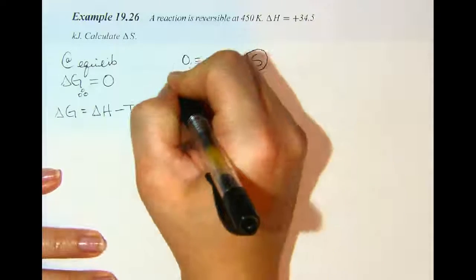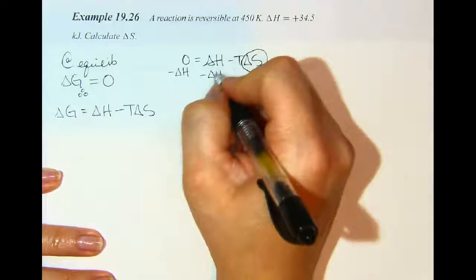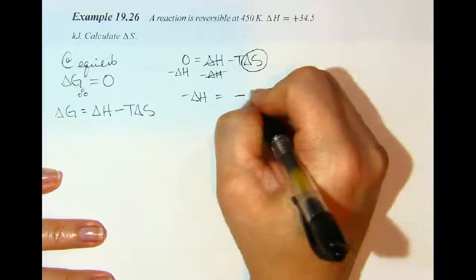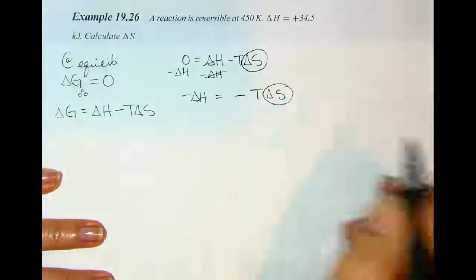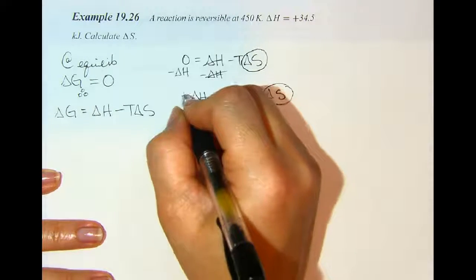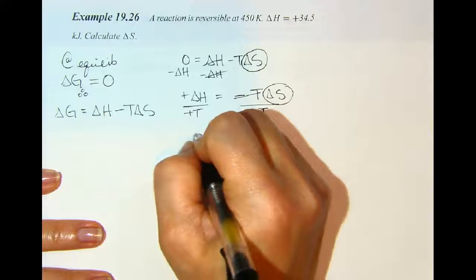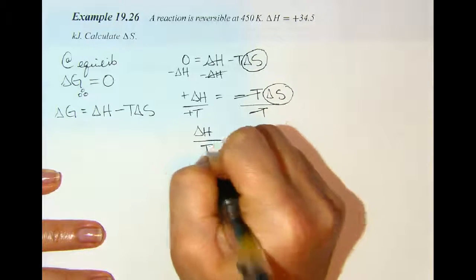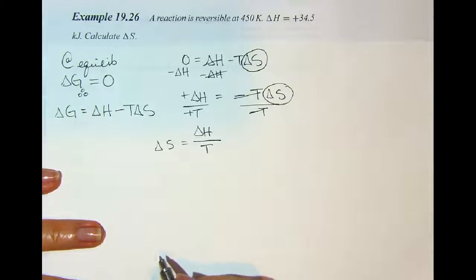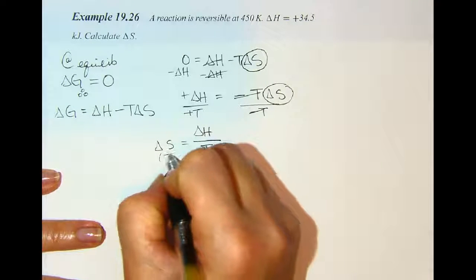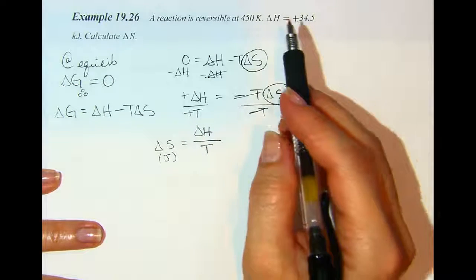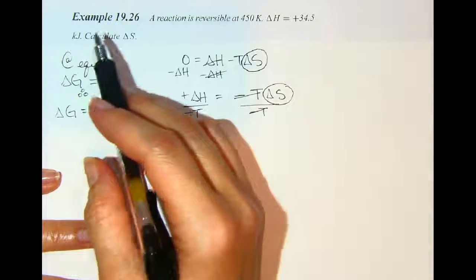Subtract both sides by the delta H. And so that'll give me negative delta H is equal to negative T delta S. And now I'll divide both sides by negative T. These two will cancel and become positive, so delta H divided by the temperature will be equal to the delta S. Keep in mind that delta S is typically reported in a unit of joules, so I'm going to have to convert my delta H from kilojoules to joules.